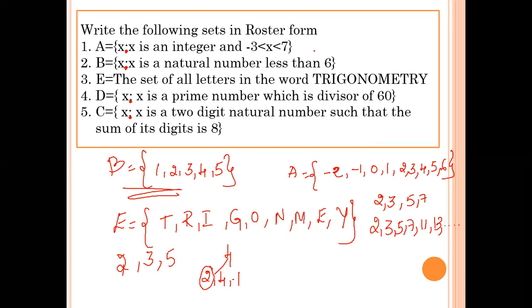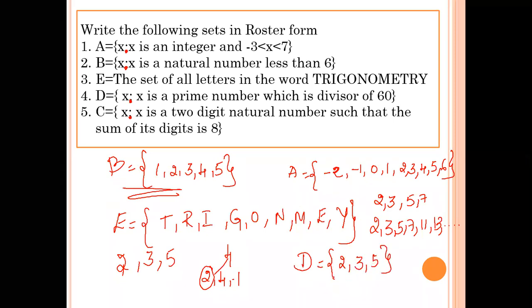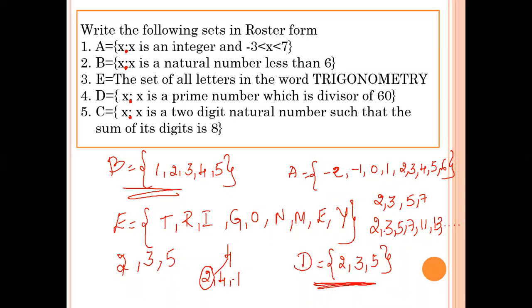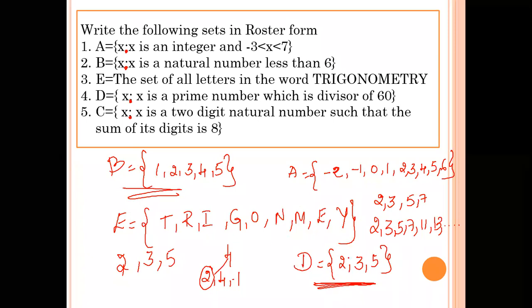So which are the numbers which can divide 60? Which are the numbers which can divide 60, students here? What is the answer for D? It is 2, 3, 5. Correct? The answer is 2, 3, 5. Only these three are the prime divisors of 60. Okay? So these are the prime divisors.